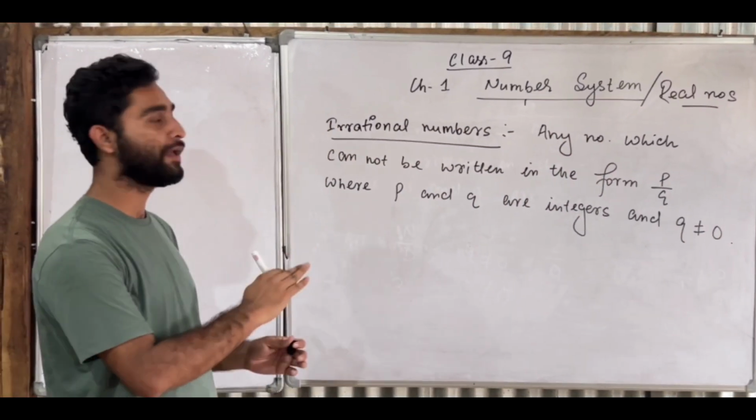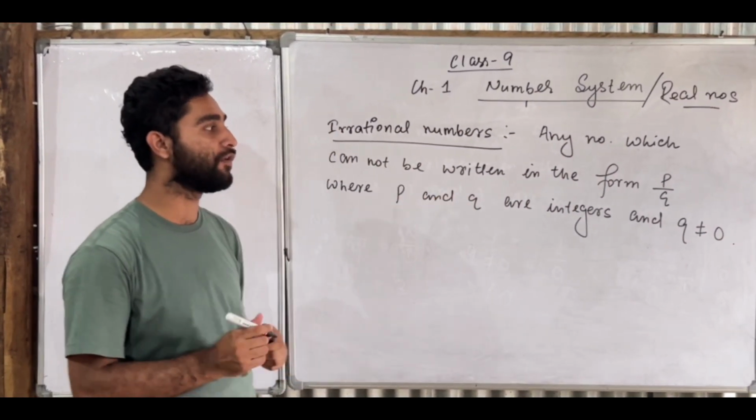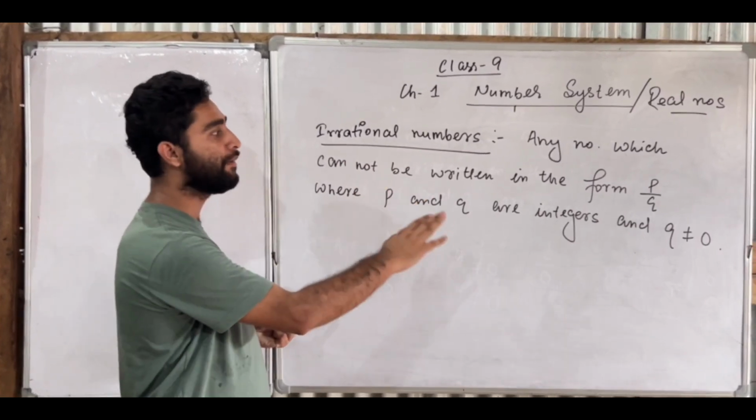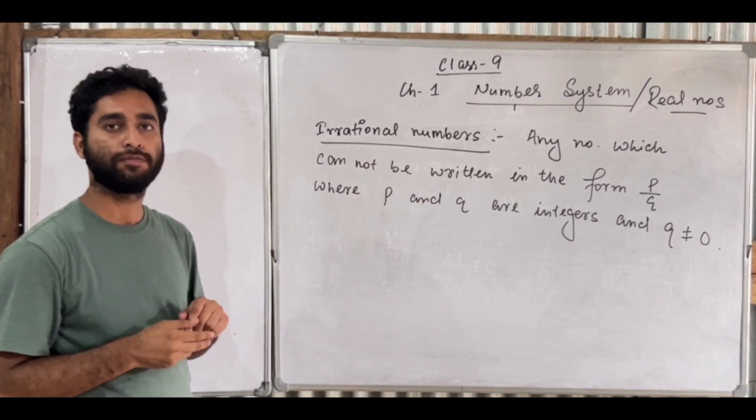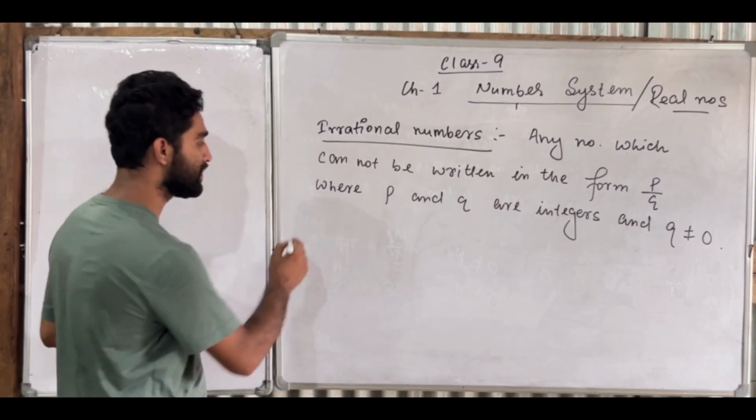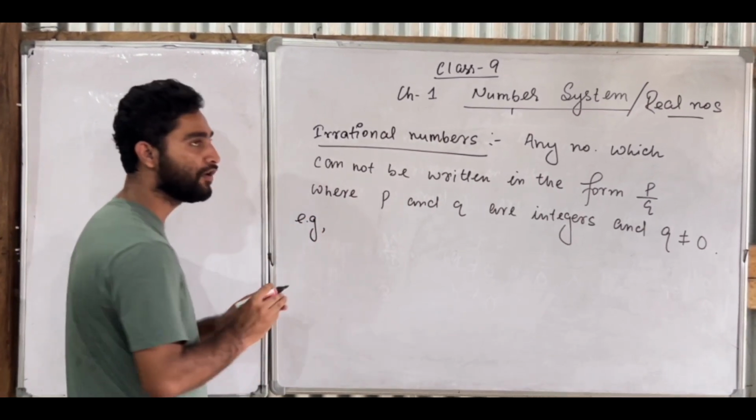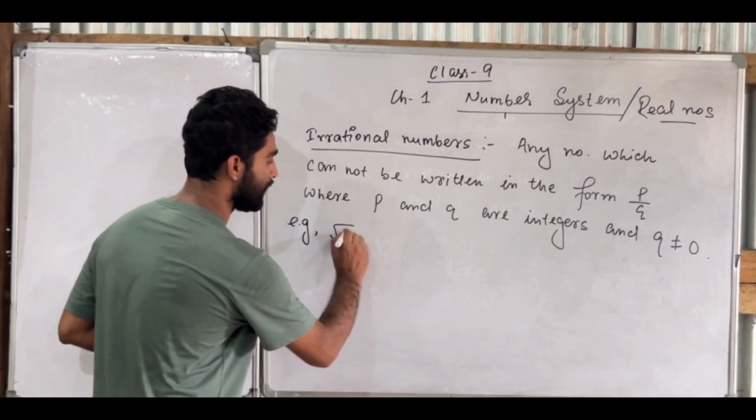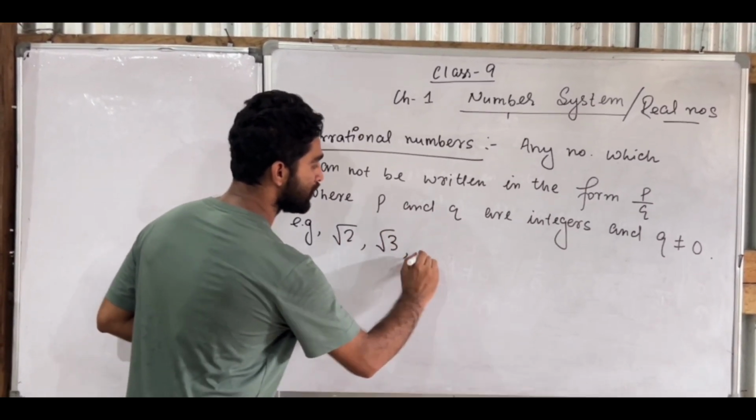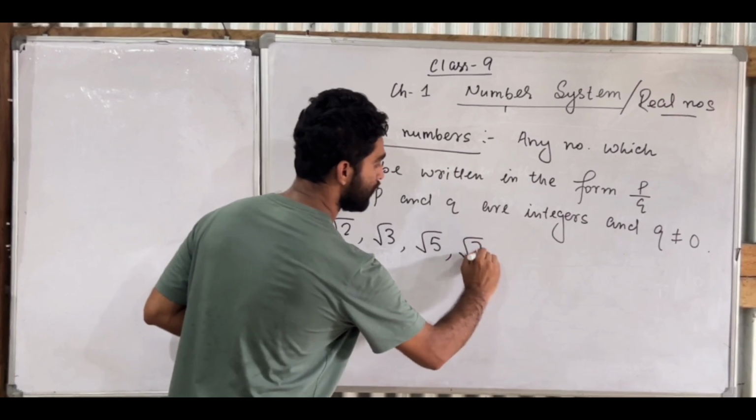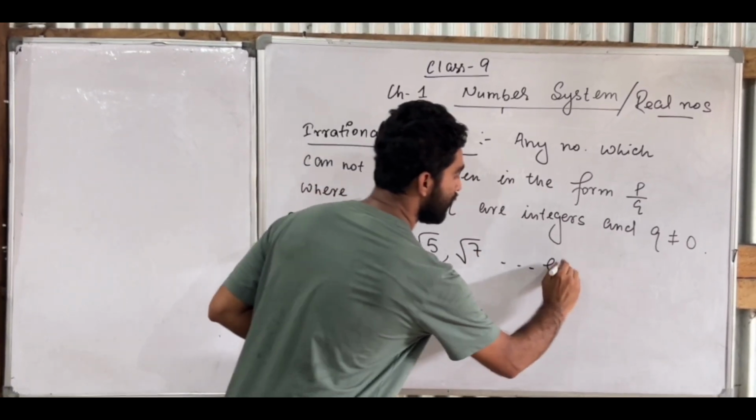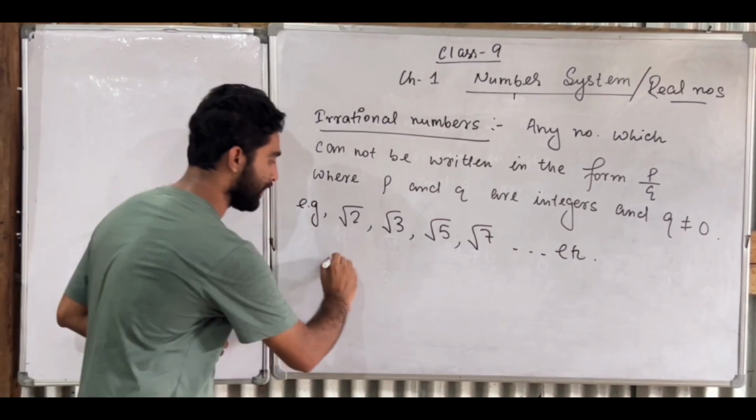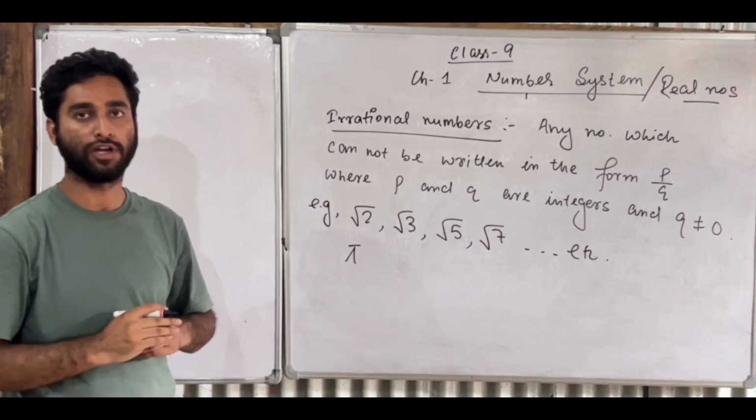Rational number means any number which can be written in the form of P by Q, as we have studied. But irrational number means what? Just the opposite. Any number which cannot be written in the form of P by Q. Remember, all the imperfect square roots are examples of irrational numbers. For example, root 2, root 3, root 5, root 7 are all examples of irrational numbers, as well as pi. The pi also is an example of irrational number.